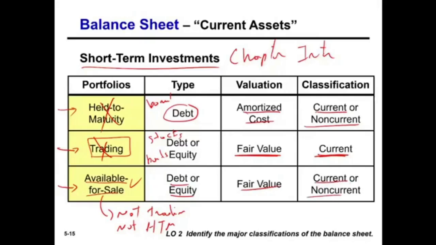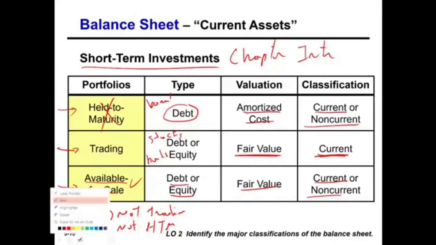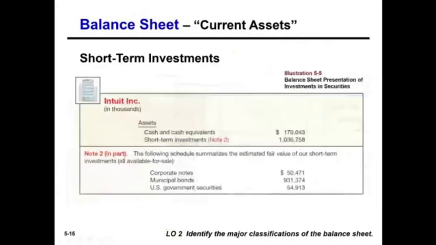And what's the difference between trading and available for sale? They do sound the same. Between this and this, they do sound the same, but they're not. The way we report the gains and losses is different between the two. We'll worry about this later on in another chapter.